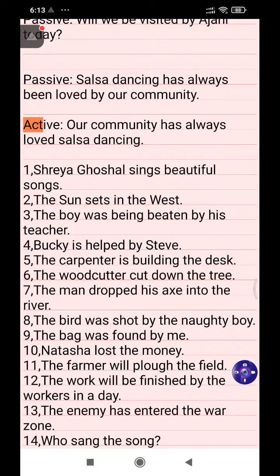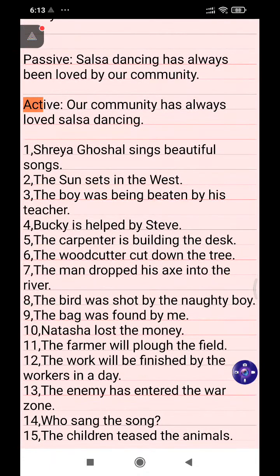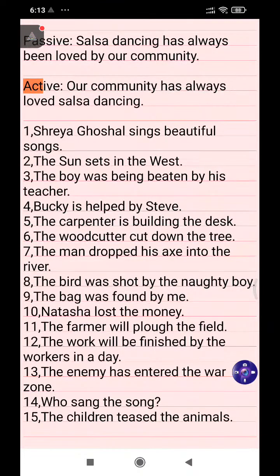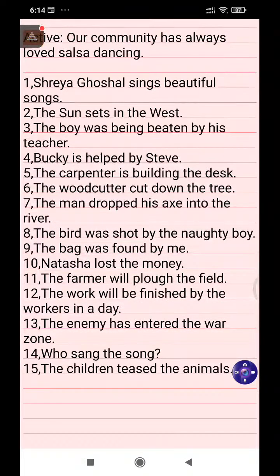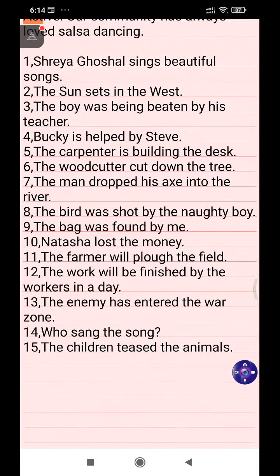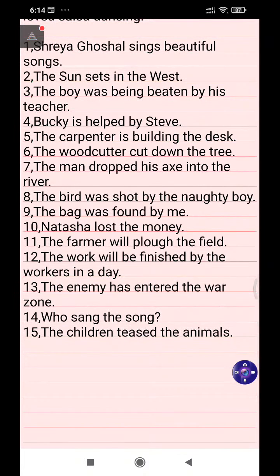Here we have some examples, and you have to make your answer ready in 2 minutes and mention it in the comment section if you know the correct answer. Shreya Ghoshal sings beautiful songs. The sun sets in the west. The boy was being beaten by his teacher. Bucky is helped by Steve. The carpenter is building the desk. The woodcutter cut down the tree. The man dropped his axe into the river.